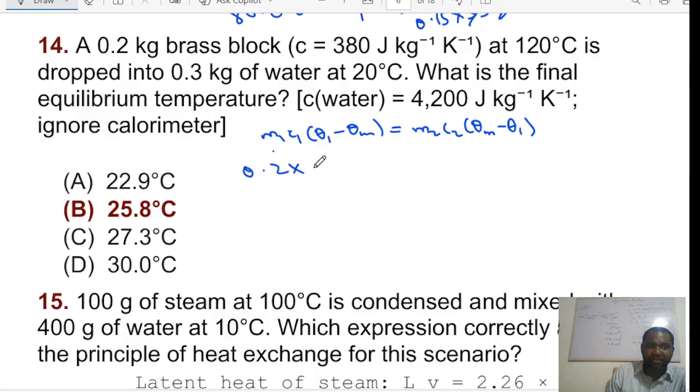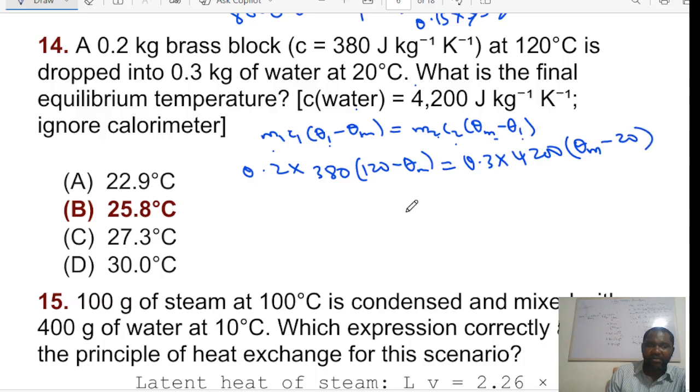The mass of the block is 0.2. The specific heat capacity of the block is 380. Then the temperature change of the block: the initial temperature was 120, minus the temperature of the mixture, the final temperature, which is what we are looking for. Then equal to M2, water, is 0.3. Specific heat capacity of the water is 4200. Then the temperature change: we are looking for the final temperature, minus the initial temperature of water, which is 20. So still the same thing. And this is going to give us 72 into (120 minus theta m), equal to 1260 into (theta m minus 20).